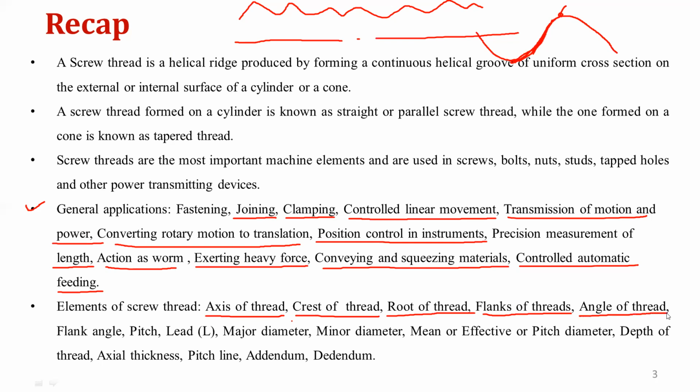And the angle of the thread: it is the angle between the two opposite flanks of the thread, which is measured in the axial plane. And the flank angle is half of the thread angle. It is the angle made by the individual flanks with a plane perpendicular to the axis of the thread.